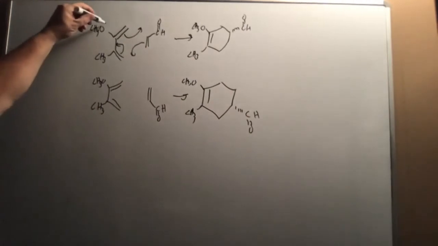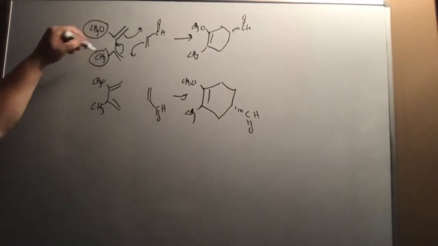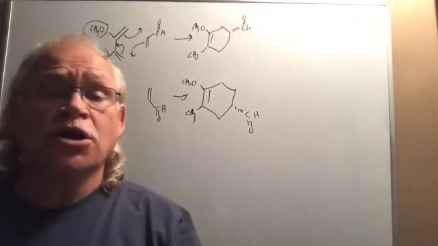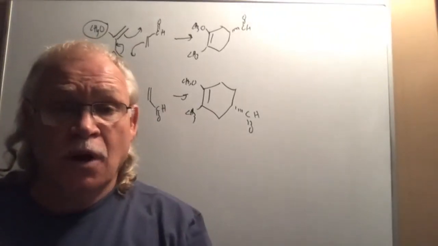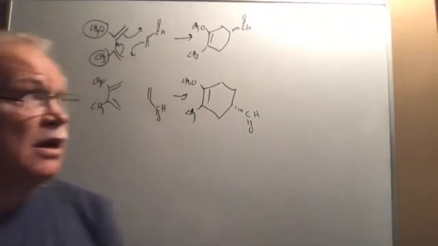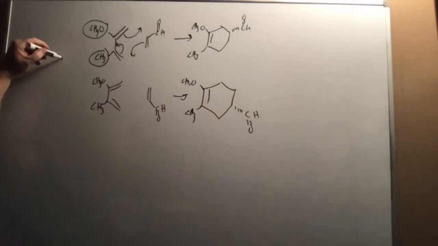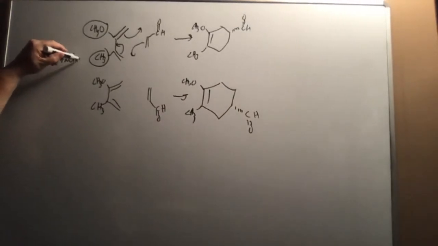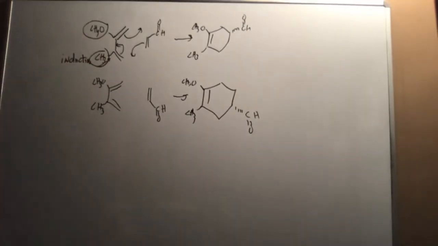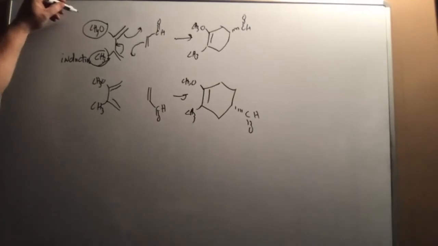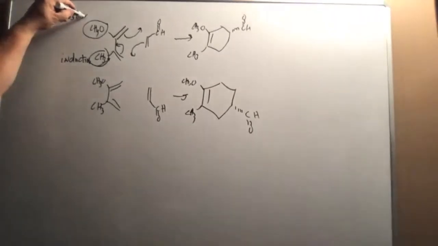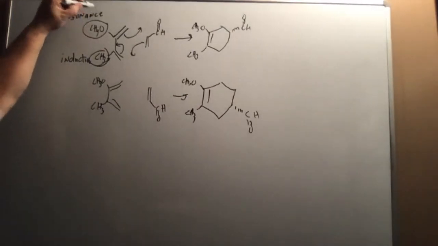Notice we have two groups attached to the dienophile. Both of those are electron donating groups. One is a better electron donating group. The methyl group donates electrons via the inductive effect. You know, it just donates electron density down. The OCH3, as we're going to see in just a second, donates via resonance.